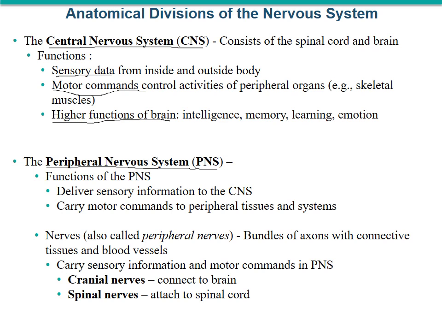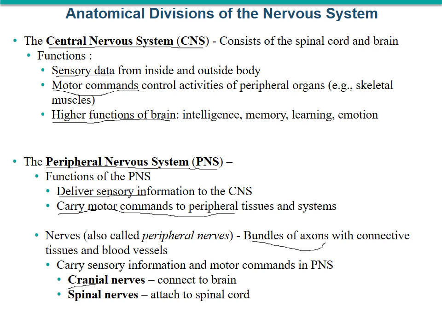Everything else takes place in the peripheral nervous system. The delivery of sensory information to the central nervous system via the afferent division, and the delivery of motor commands to the peripheral nervous system from the central nervous system via the efferent division are parts of the peripheral nervous system. The nerves in the peripheral nervous system, often called peripheral nerves, but frequently just abbreviated as nerves, are basically bundles of axons with lots of connective tissues and blood vessels around. And they carry that sensory information and motor commands in the peripheral nervous system.